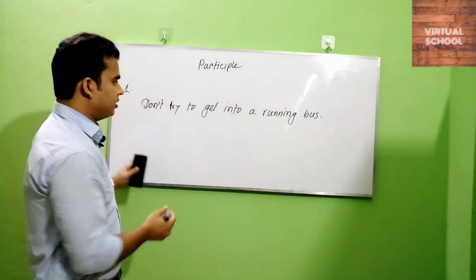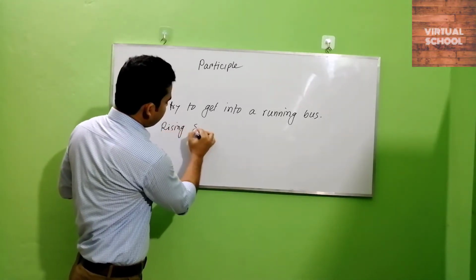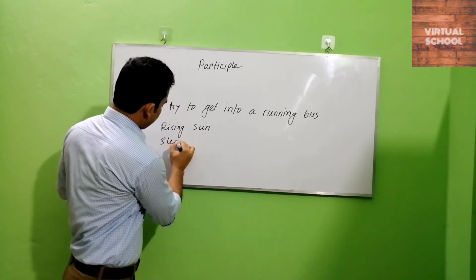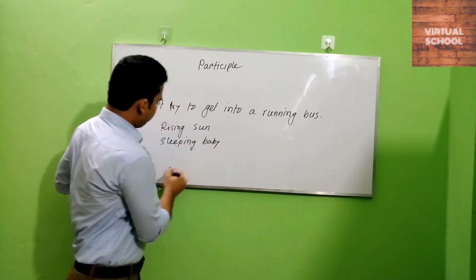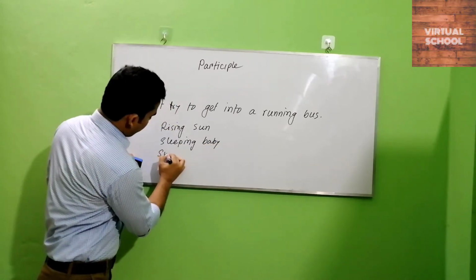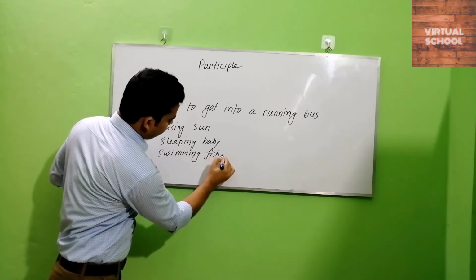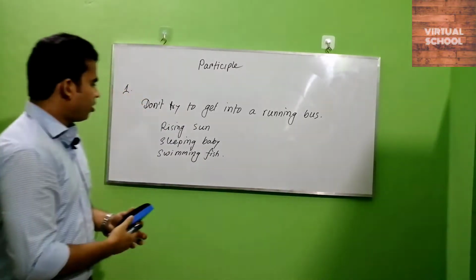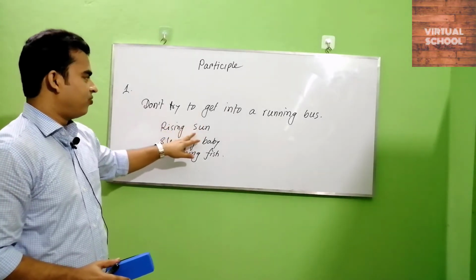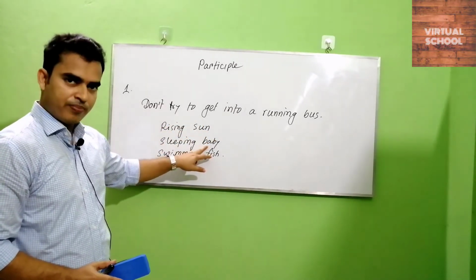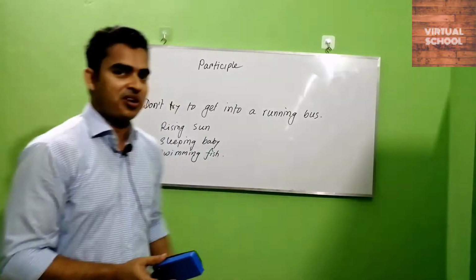There are some more words like this here. Rising sun, sleeping baby, swimming fish. All these are present participle. They qualify. Rising qualifies sun, sleeping qualifies baby, swimming qualifies fish, and there is a technique for identifying present participle.